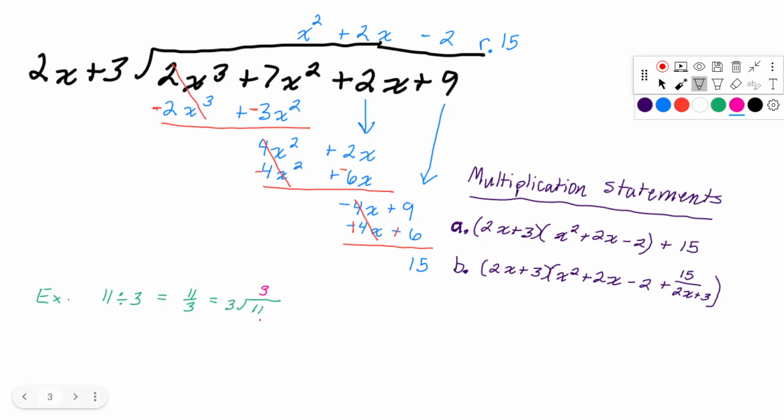3 times 3 is 9. And then we need to do the subtraction, and we are left with 2 extras. So as a mixed number, this becomes 3 and 2/3, or like 3 plus 2/3. So that's what's happening here with this 15 over 2x plus 3. We're just taking that remainder and attaching it as a plus, 15 over the 2x plus 3. Again, if the 15 were negative, we would make this a minus, and then 15 over 2x plus 3.